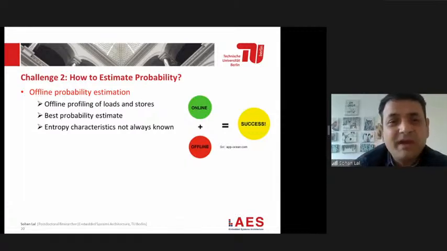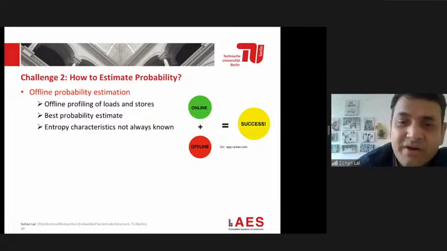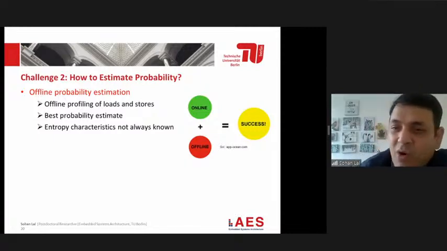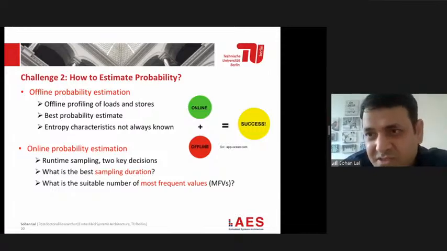Unfortunately, the entropy characteristics of workloads or benchmarks are not always known in advance. That's why we might not be able to use this method to estimate probability. So we come up with another methodology known as online probability estimation. How do we do online probability estimation?